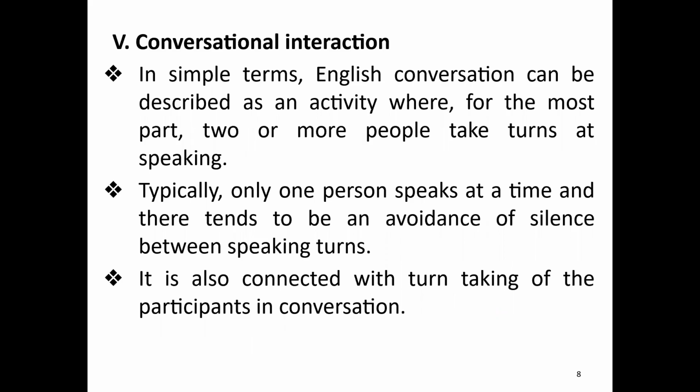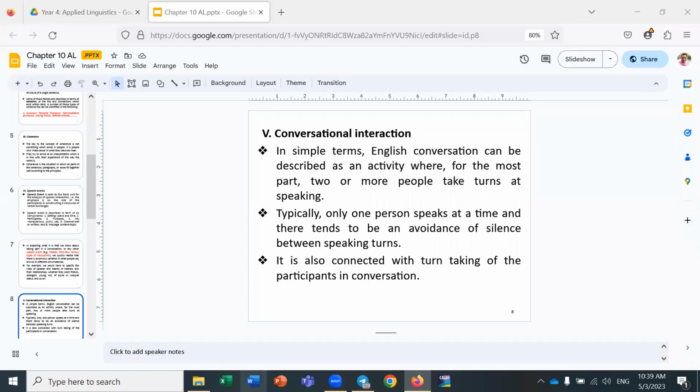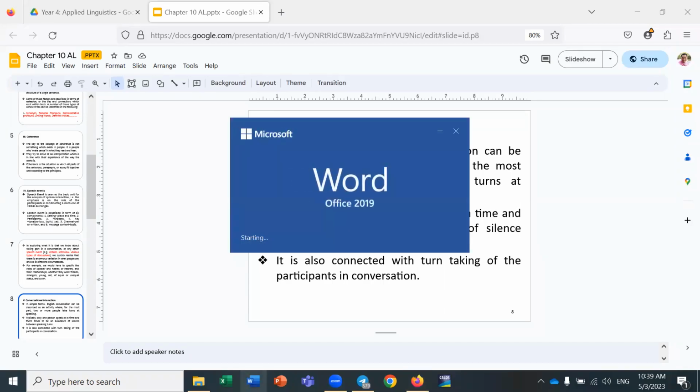So in order to help you understand what conversational interaction is, I will also define some of the key terms relating to conversational interaction for you. Generally, conversational interaction is defined as an activity where, for the most part, two or more people take turns at speaking. Let me just define the term for you in words.